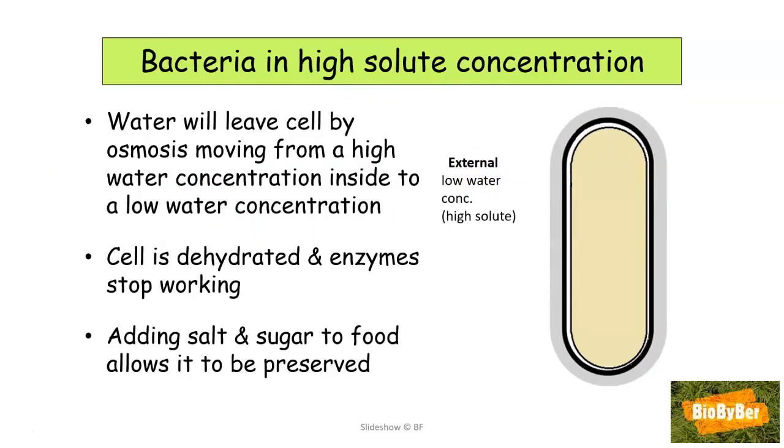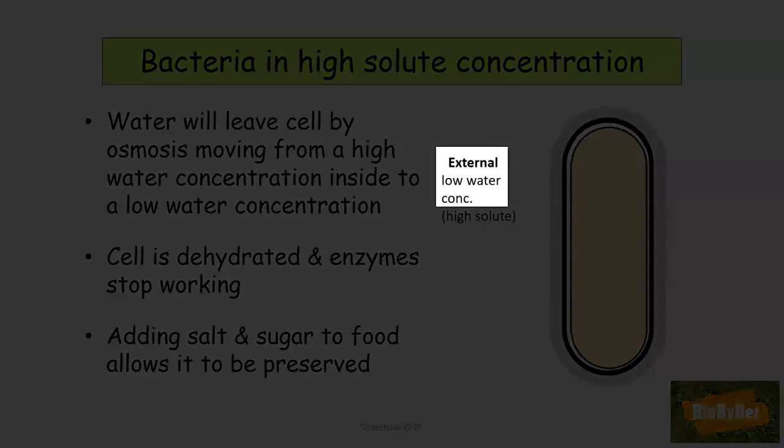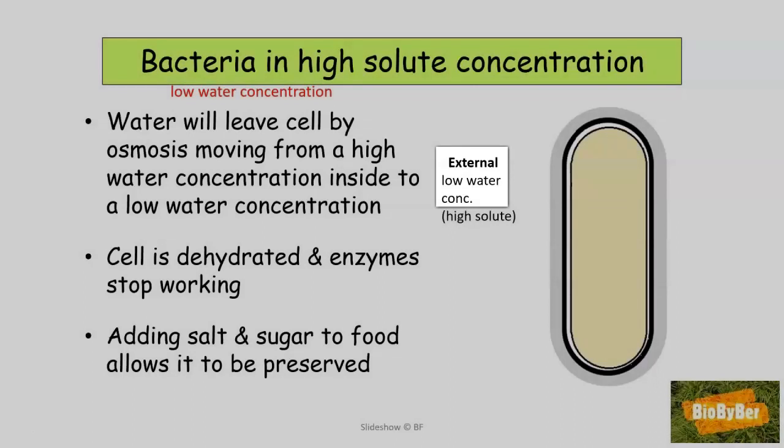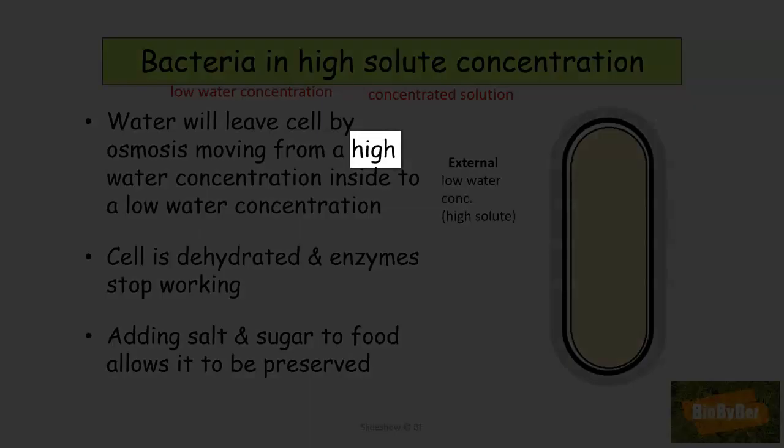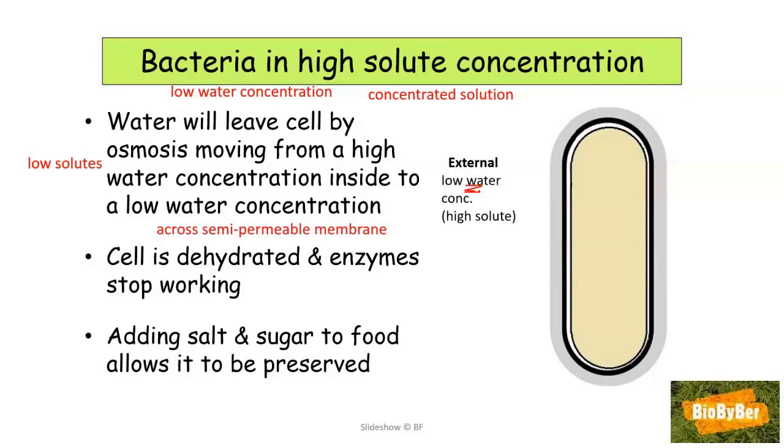Now let's look at the scenario where bacteria are found in a solution of high solute concentration, in other words, low water concentration. In this case, water will leave the cell by osmosis, moving from a high water concentration inside, high water inside meaning low solutes, to a lower water concentration found outside the cell across a semi-permeable membrane.